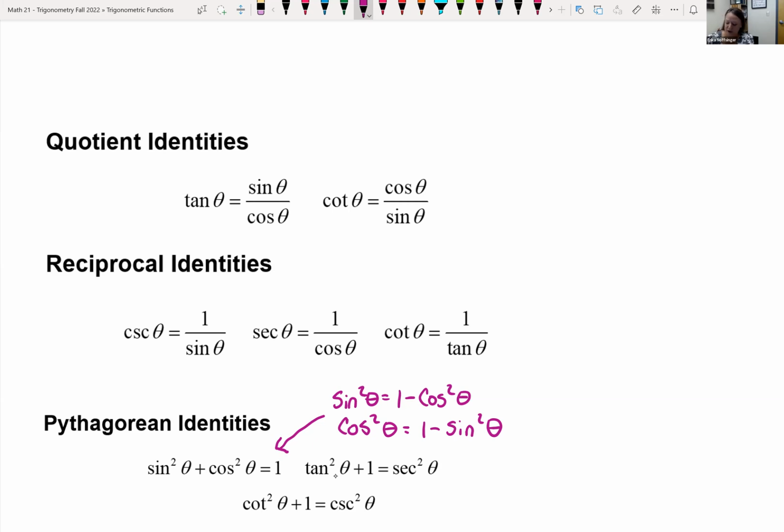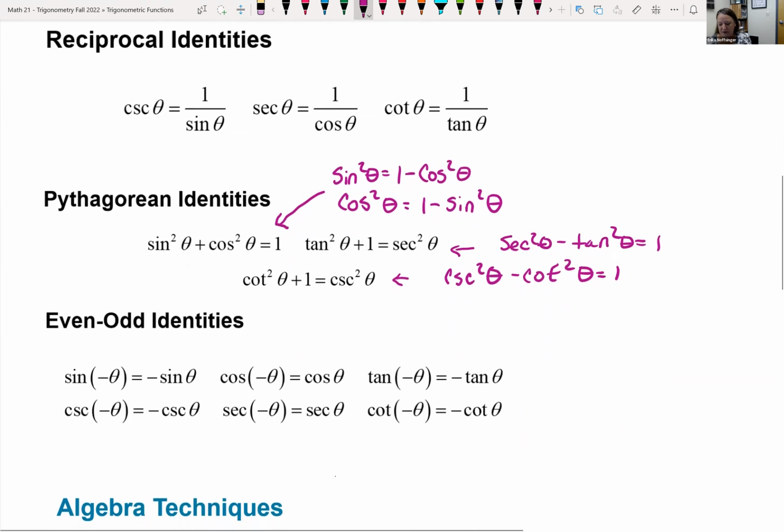Same sort of idea, we can manipulate the other ones over here by subtracting tangent squared theta. So we know secant squared theta minus tangent squared theta is the same thing as 1. We could subtract cotangent squared theta, so cosecant squared theta minus cotangent squared theta is equal to 1. So we can manipulate these to look like different forms.